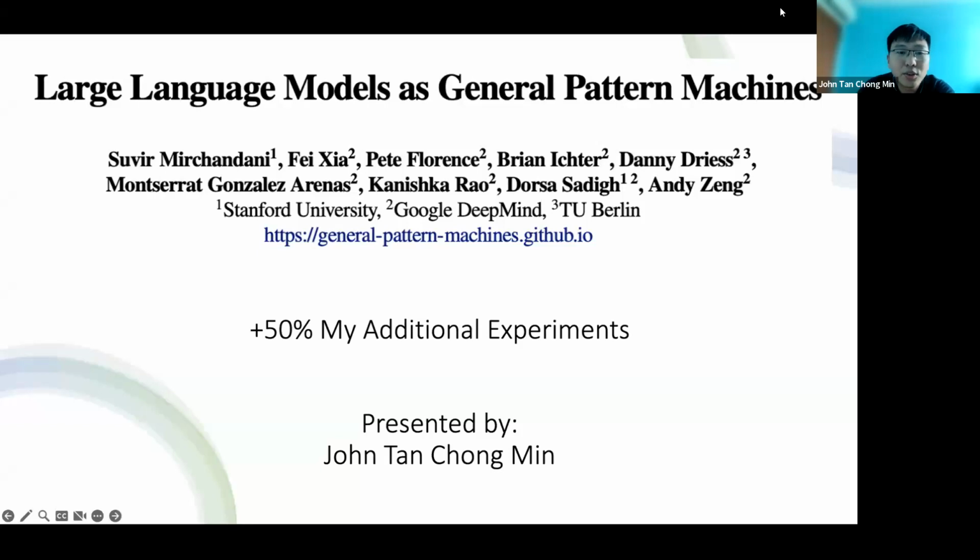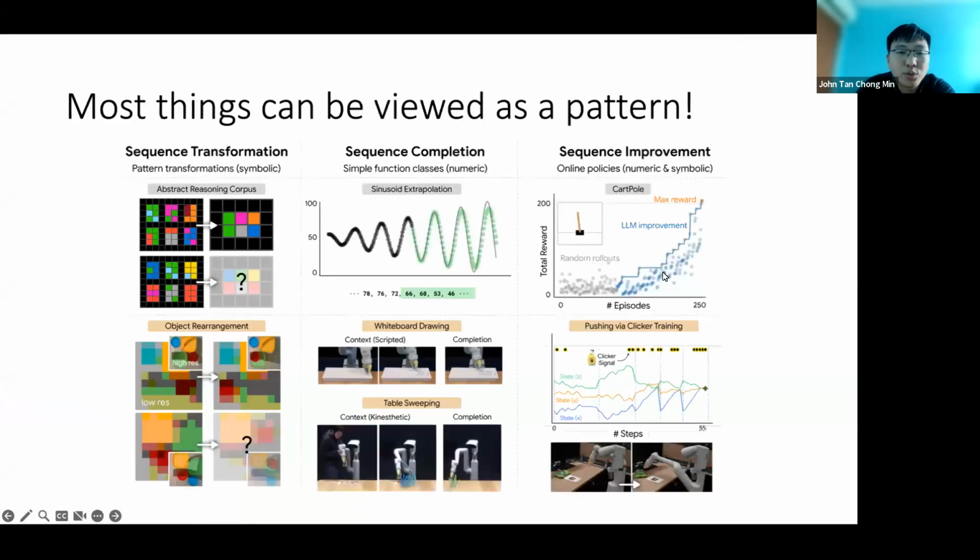Hi everyone, and welcome to part 2 of large language models as general pattern machines. So last week, what we did was we talked about this paper.